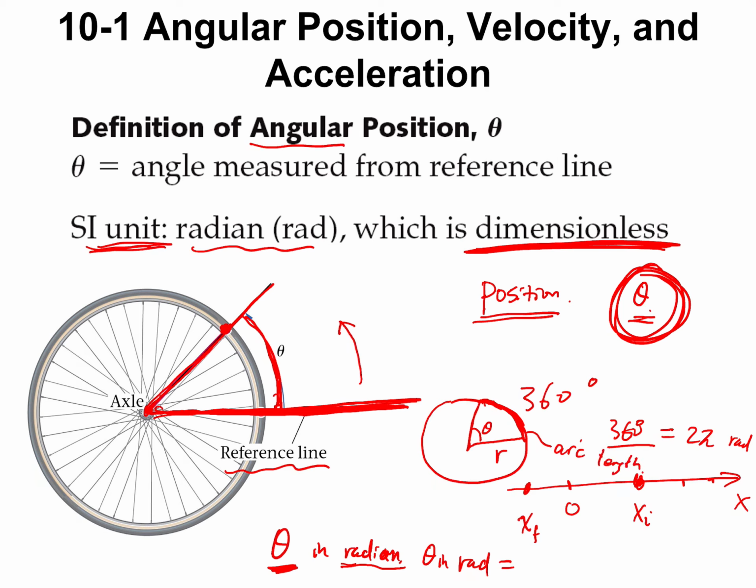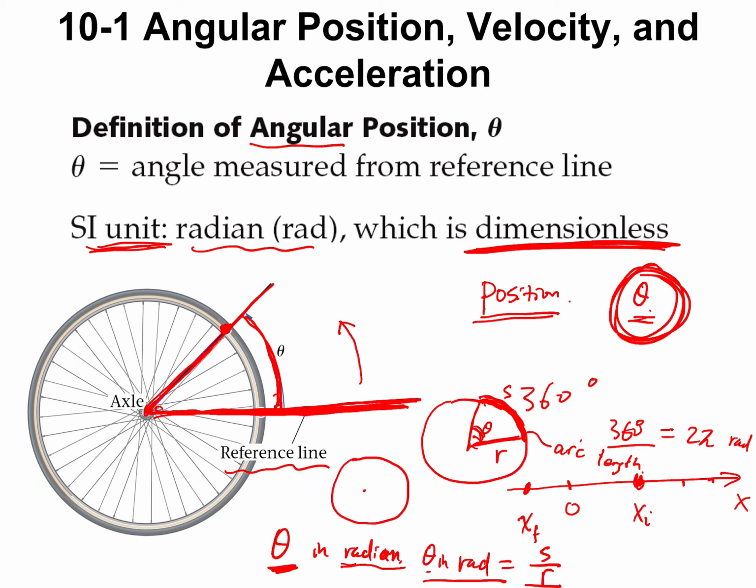Okay, so arc length s. Arc length s divided by r is theta in radians. So this angle corresponds to an arc length s, right? And s divided by the radius is theta, the angle.